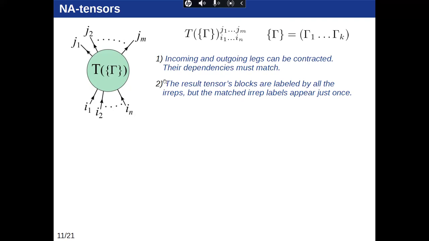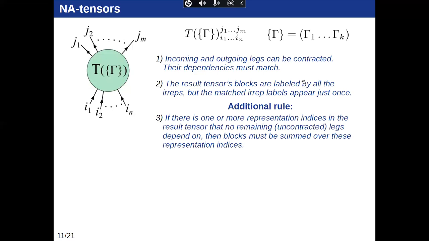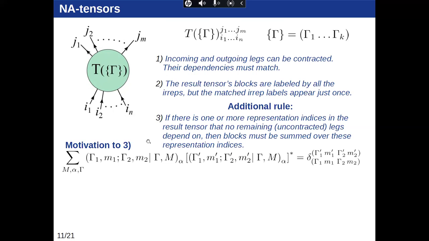And in the result tensor, the blocks are labeled with all the representation labels, but the matched irrep labels appear just once. And there is an additional rule: if I contract some tensors, sometimes there is a representation label that has no legs that depend on it anymore. So, just a motivation to three. In that case, I have to sum up the tensor blocks along this representation label that doesn't have a depending leg anymore.